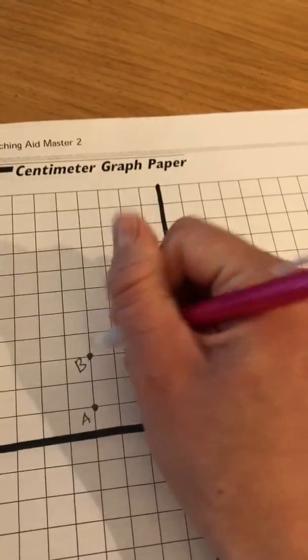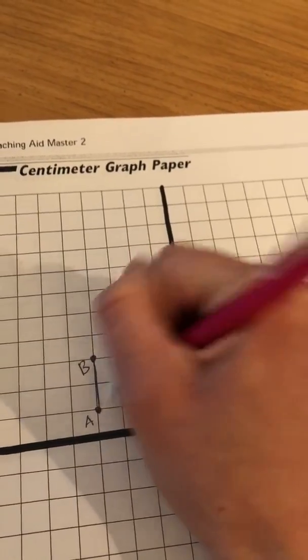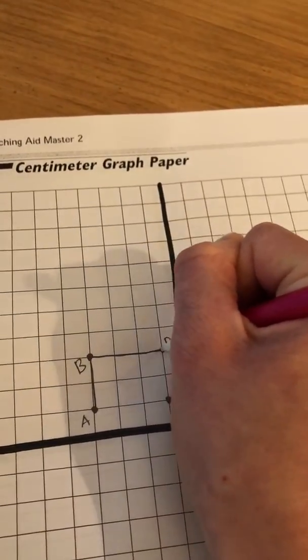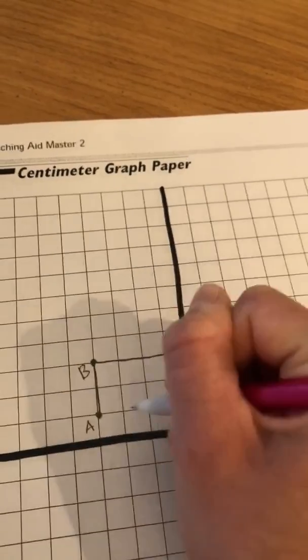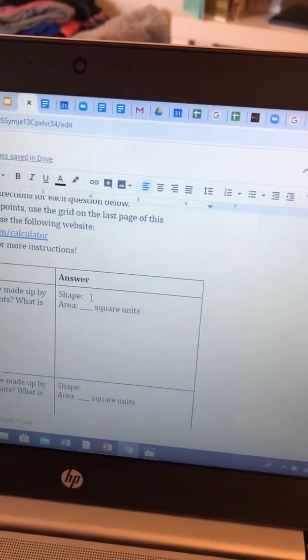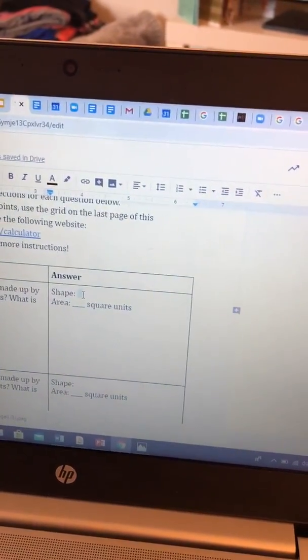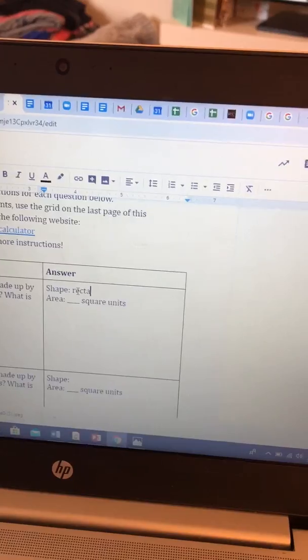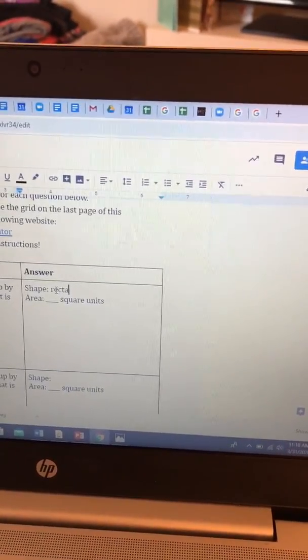If I take my pencil and I actually connect those points, then the shape that I end up with is a rectangle. So I would go back into my assignment and I would type rectangle for the first part.